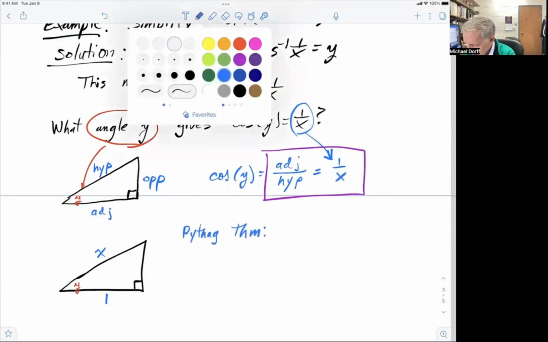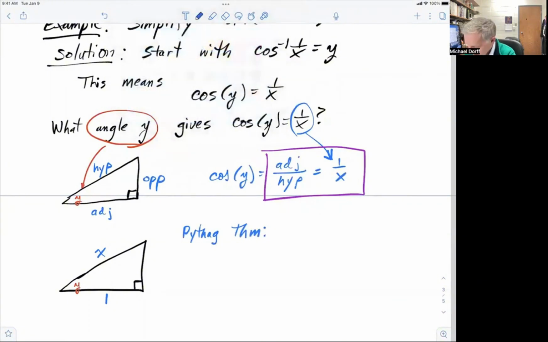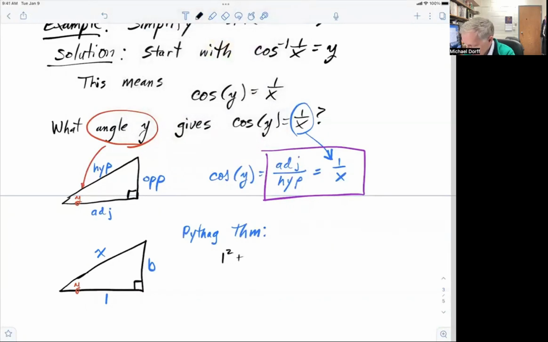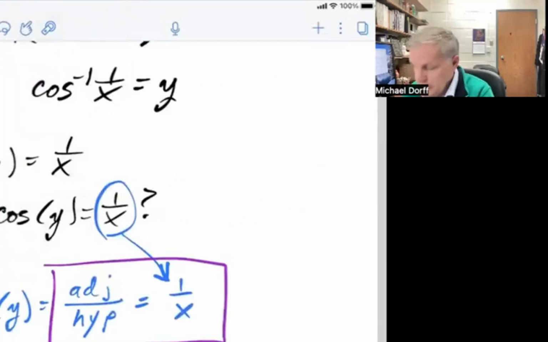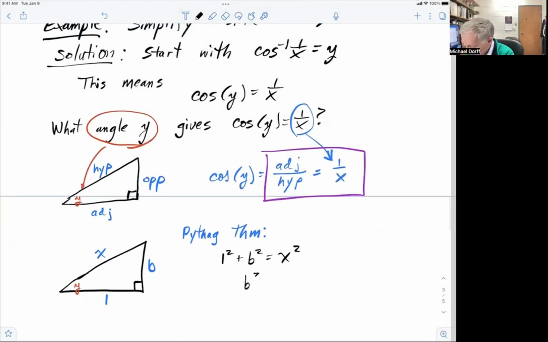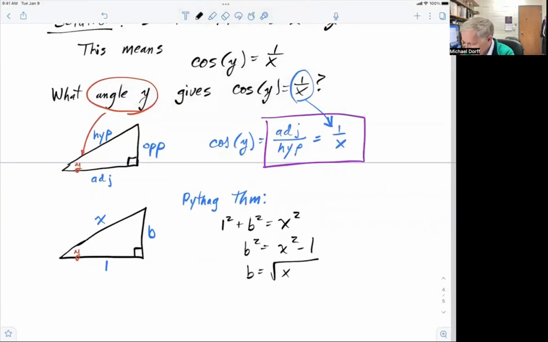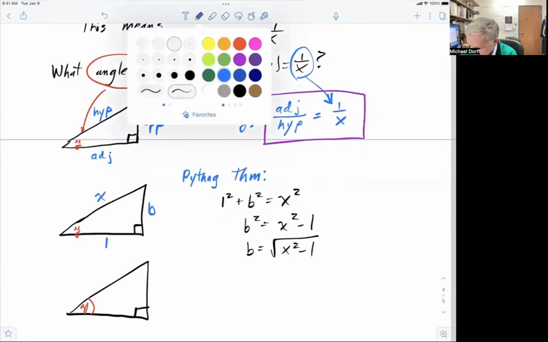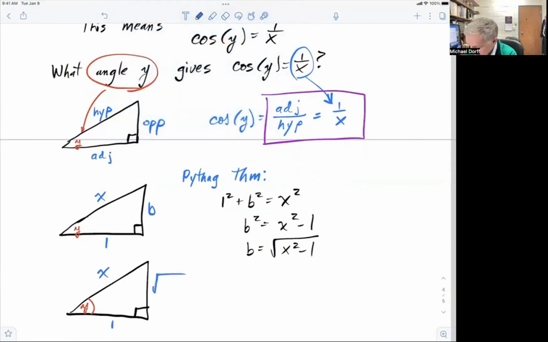And the Pythagorean theorem here is going to tell us that if I call this side b, the unknown side, then I'm going to have 1 squared plus b squared equals x squared. And we want to figure out what b is. So to do that, we'll solve for b. So I'm going to get b squared equals x squared minus 1, or b equals the square root of x squared minus 1. And so now I have my right triangle, and it looks like this. My angle y here, and I have the sides 1, x, and square root of x squared minus 1.